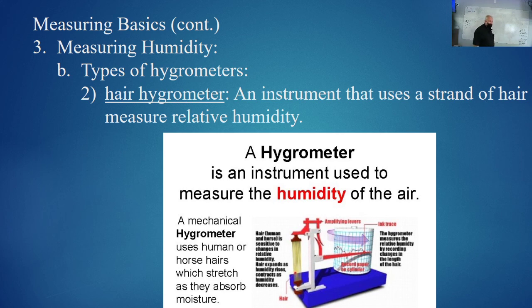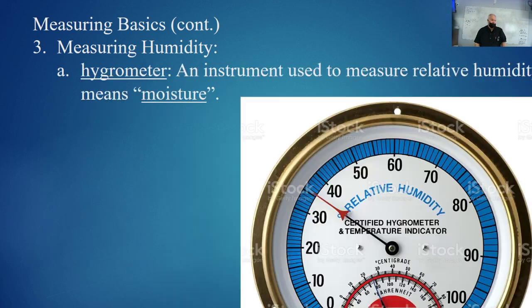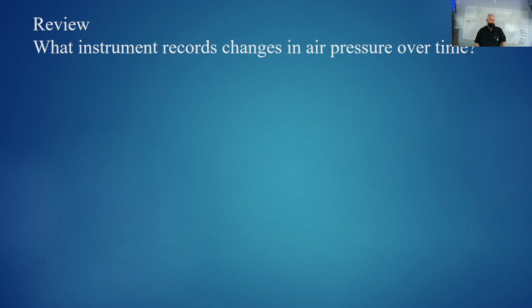Now, as you look at the screen here, it says a mechanical hygrometer uses hair or horse hairs. A lot of times it's the horsehair. That stretch as they absorb moisture. So the longer the hair gets, the more humidity there is. If you have a dry strand of hair, your relative humidity is going to be very low. But if you add water to it and it stretches out, that means it's going to go down. And look how it's recording. It's recording it onto a bar graph, not a bar graph, but a barograph. There we go. Thank you.